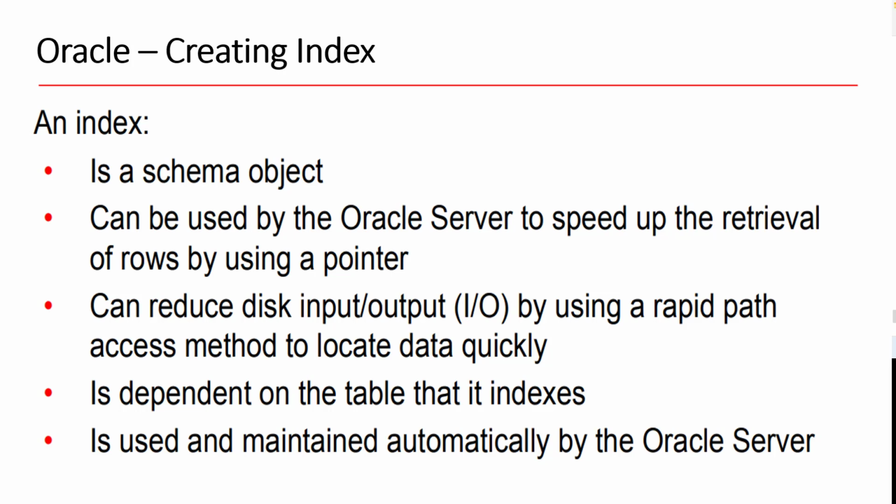An index is a schema object that can be used by the Oracle server to speed up the retrieval of rows by using a pointer. It can reduce disk input-output (I/O) by using a rapid path access method to locate data quickly. It is dependent on the table that is indexed, and is used and maintained automatically by the Oracle server.